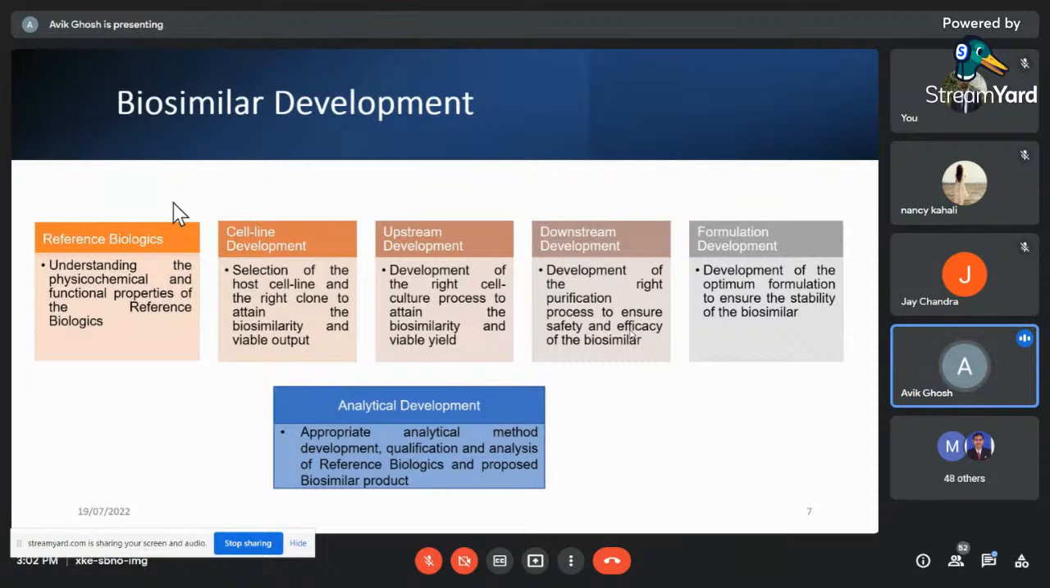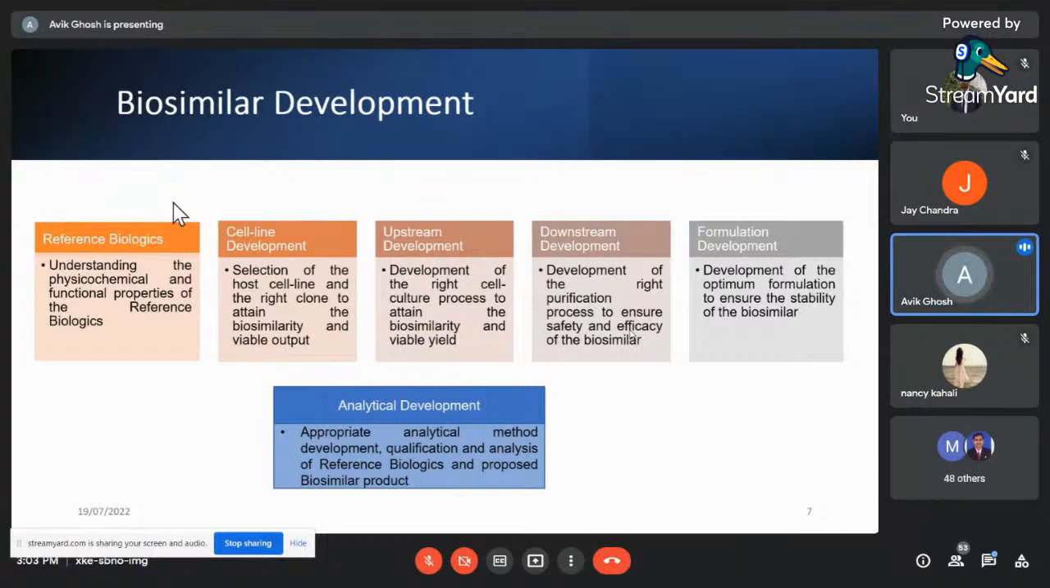And as I mentioned, these are complex proteins, so it's very straightforward to understand all the scientific features, the physical, chemical, and functional properties of the reference biologics. So this needs quite an advanced technology to understand this part. So this is the first beginning part of the biosimilar development, to understand the reference biologics. Obviously, you need to know the molecule you want to make.